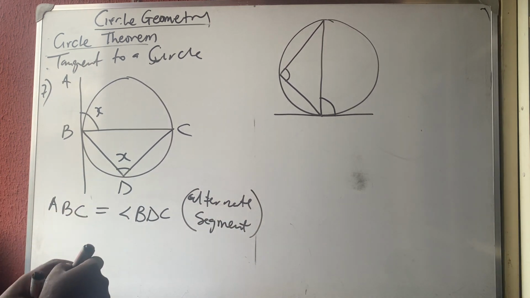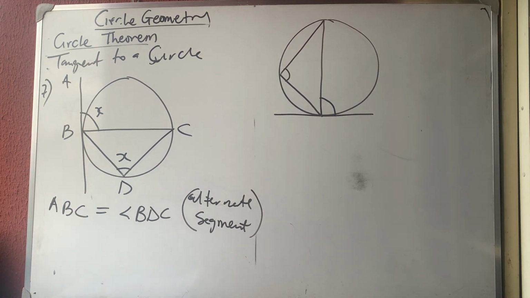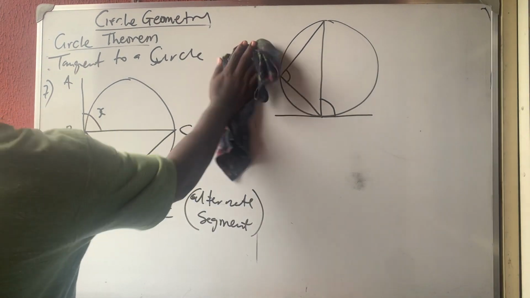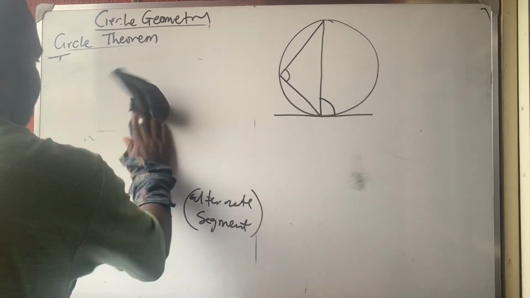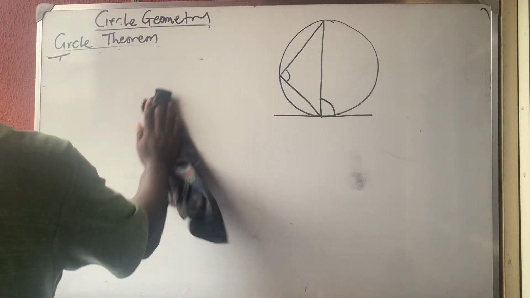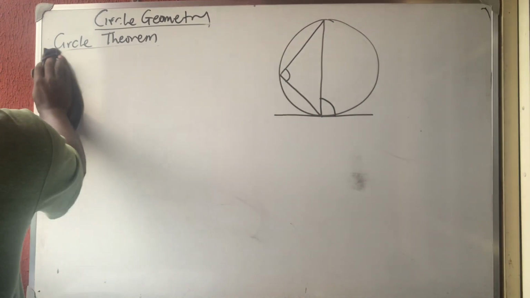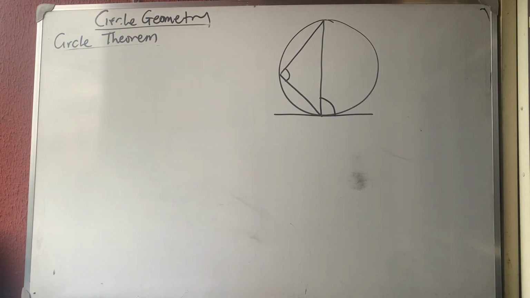Okay, so that is that. So this is number 7. Number 8, still on tangent. Don't worry, you will remember all these things. When we start solving questions, you will remember them. Or just try to memorize them before we start solving questions.